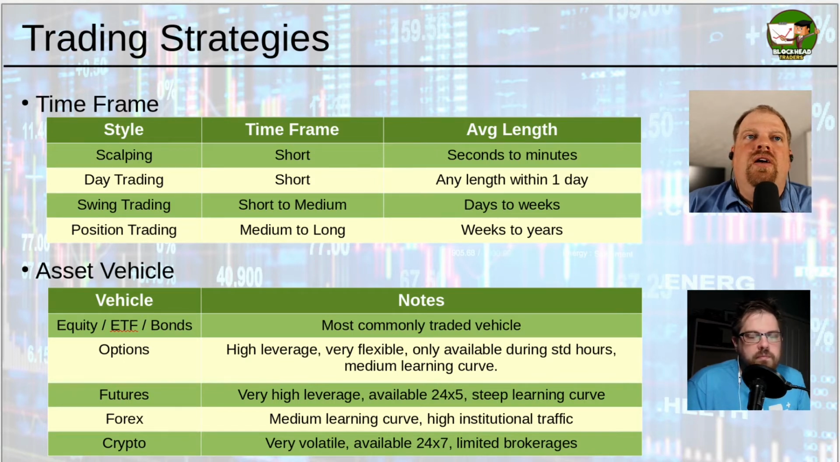The next vehicle is futures, and futures take leverage to a whole new level. The notional value that a particular future can control can be very large. Bitcoin, for example, has futures, and one future of Bitcoin controls a notional value of nearly $300,000. A future on the S&P controls a notional value of, I think, 200 and some thousand, but the amount of leverage available in futures is extremely high.